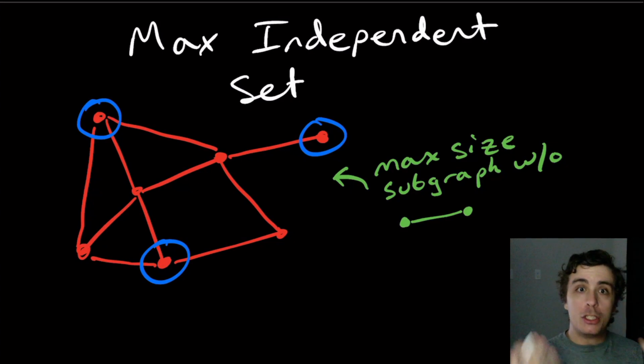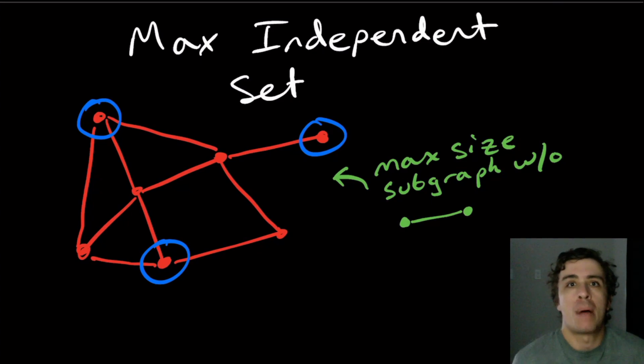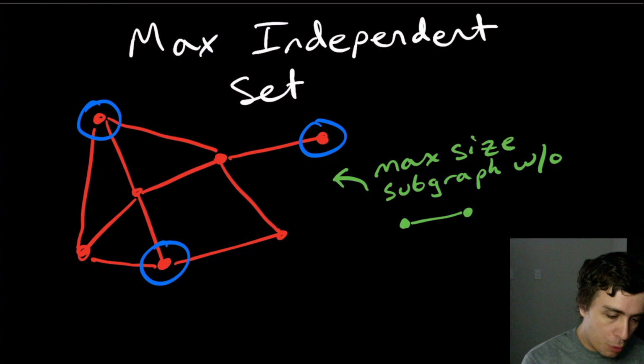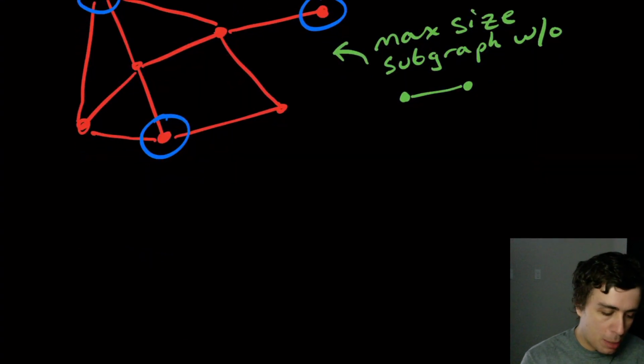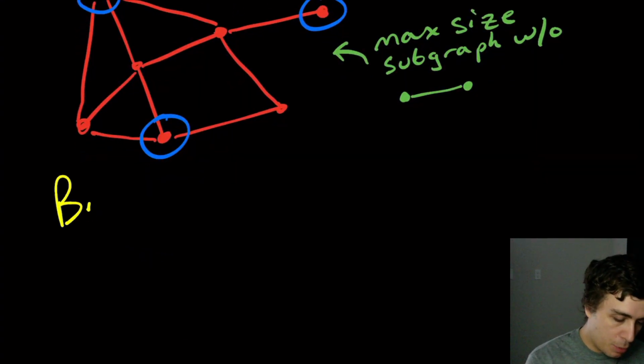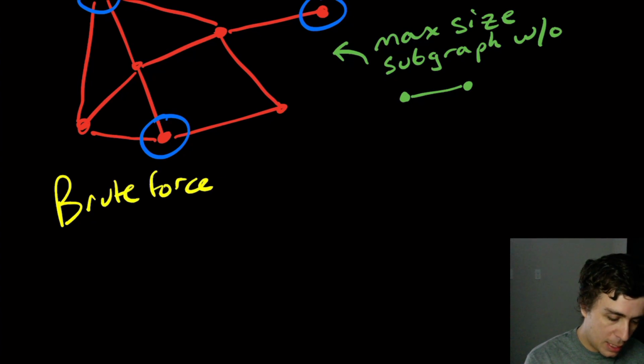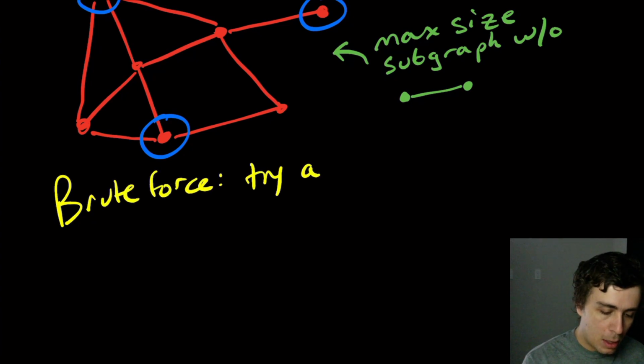Well, we don't know necessarily what the size of the maximum independent set is. So what we can do is just try all possible subsets, right? Because one of the subsets of the vertices is the maximum independent set, at least one, there may be many. So the brute force idea is to try all possible subsets.